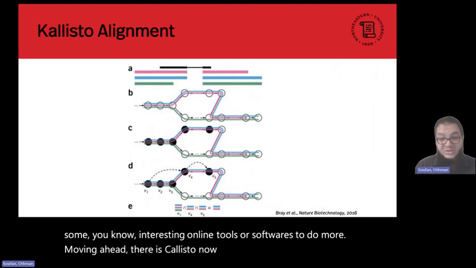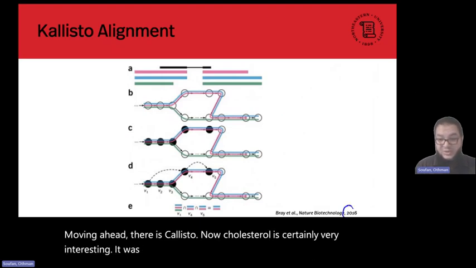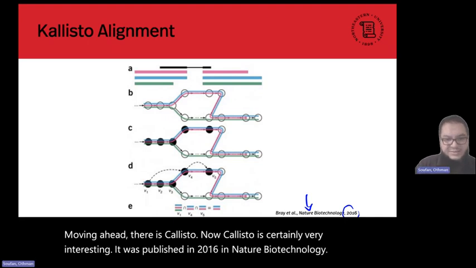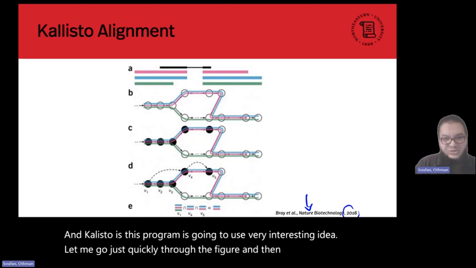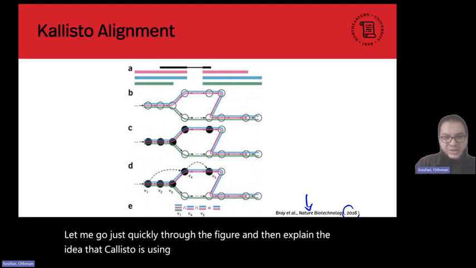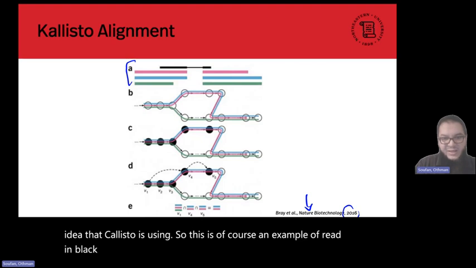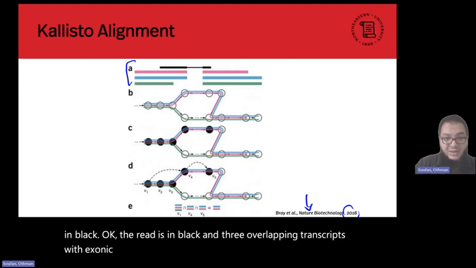Moving ahead, there is Kallisto. Now, Kallisto is certainly very interesting. It was published in 2016 in Nature Biotechnology. And Kallisto is this program that's going to use a very interesting idea. Let me go quickly through the figure and then explain the idea that Kallisto is using. So this is, of course, an example of a read in black, and 3 overlapping transcripts with exonic regions. Okay, these are the transcripts that we are trying to map.